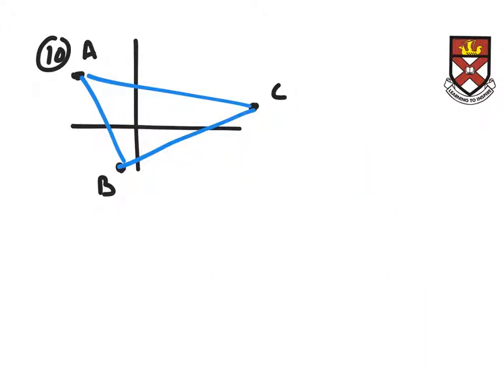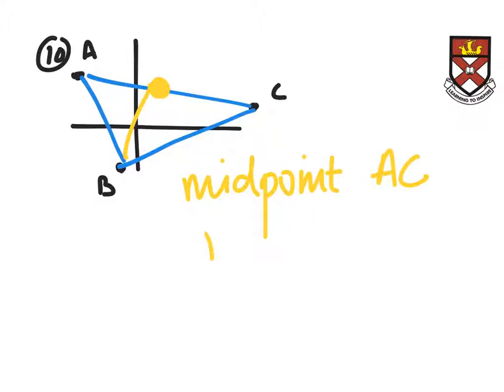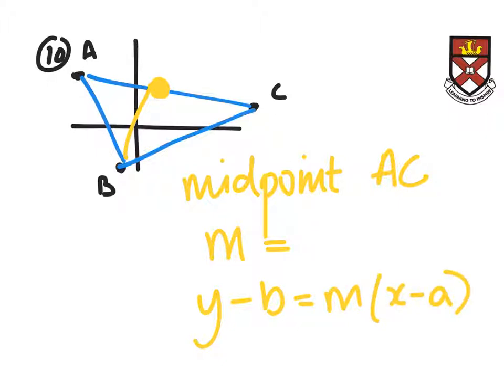Next part of the question, find the equation of the median through B. So that's the line through B that cuts this side in half. So we need the midpoint of AC. Then we need to work out the gradient using that midpoint and B. And then we use y minus b equals m x minus a. And then part C is simultaneous equations.